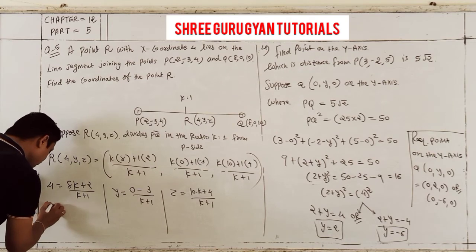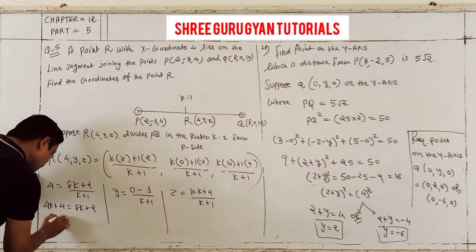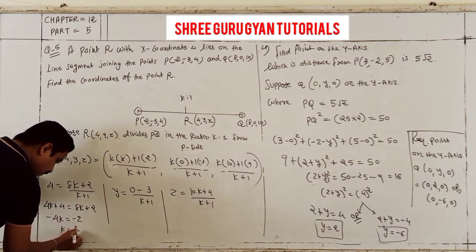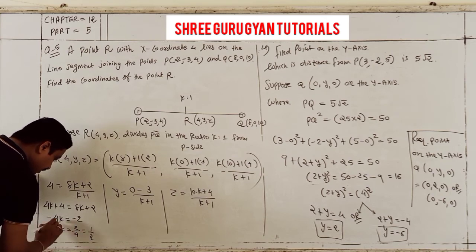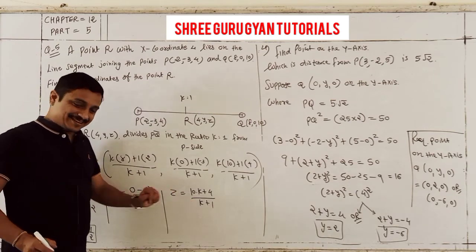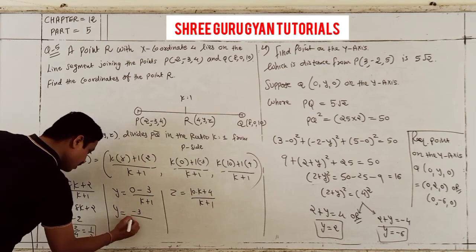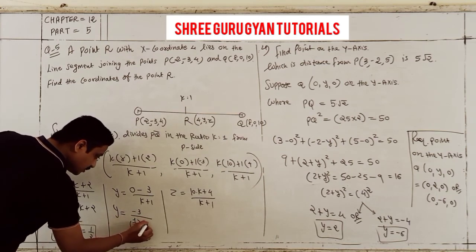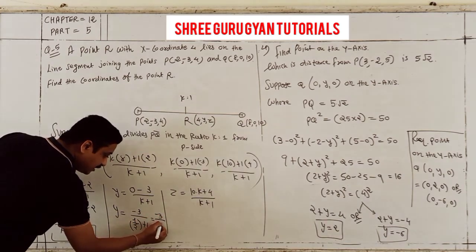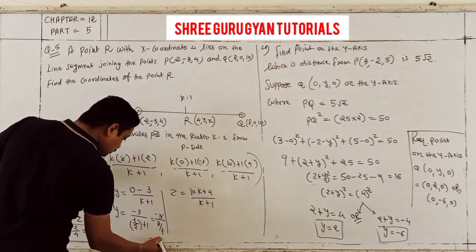So 4k plus 4 equals 8k plus 2. It will be minus 4k, and 2 minus 4 is minus 2. So k becomes 2 by 4, it is half, and that k value I put systematically here and here. So y answer is, students, minus 3, k I have half, plus 1. So exactly your answer is minus 3 by 3 by 2. So half and 1 is 3 by 2, 3 cancels, it will give minus 2.